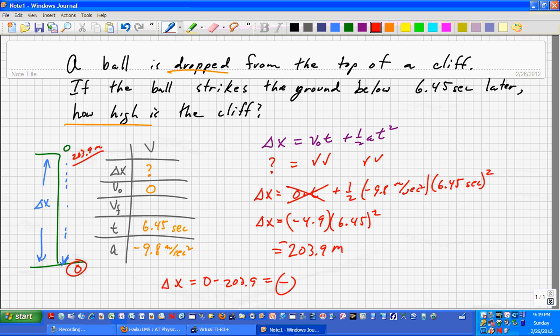But the question is, how high is the cliff? We're not really interested in the negative. We just want to know what this distance is. So the answer is 203.9 meters.